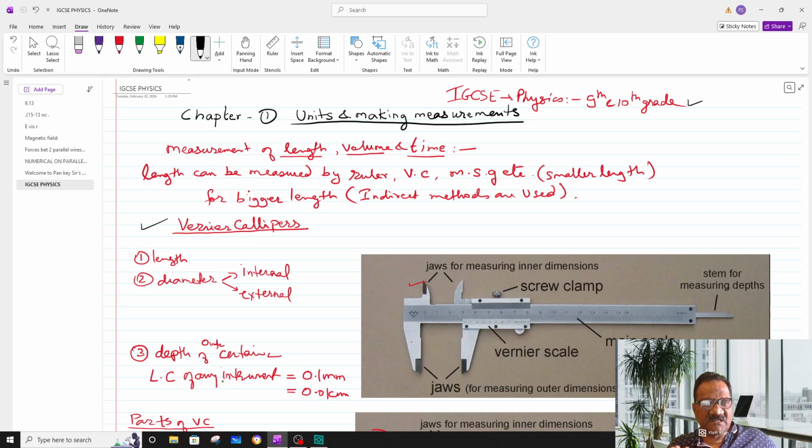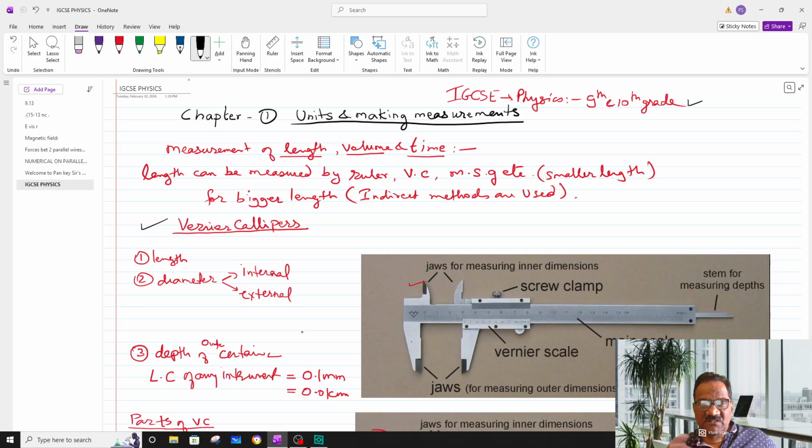So for example, most of the vernier calipers that we happen to see in our day-to-day life have a least count of 0.1 millimeter, or you can say 0.01 centimeter. 0.1 millimeter and 0.01 centimeter are both the same length, only the units are different. Now this conversion of units also we are going to study in this chapter. How to convert the unit from millimeter to centimeter, from centimeter to meter, from meter to kilometer, etc.